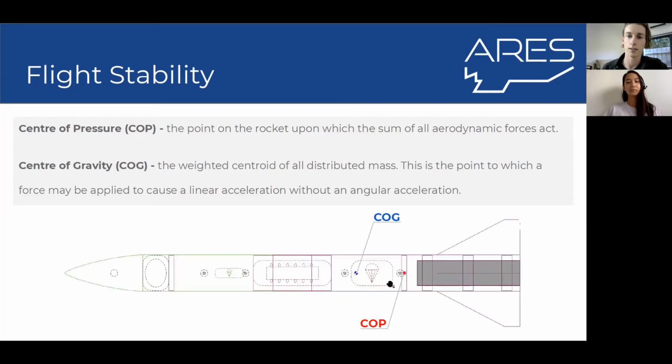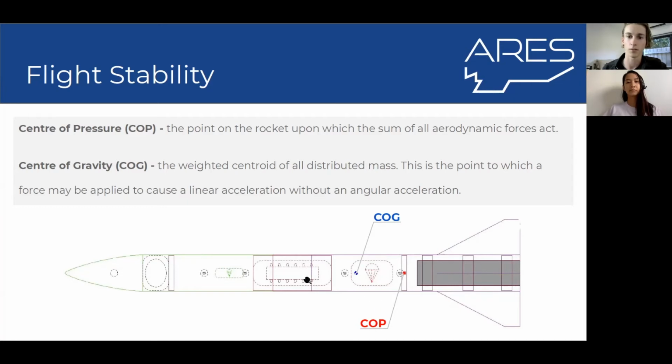We need the center of pressure to be behind the center of gravity. Okay, so if this rocket starts to twist out of line, if it's not going in a straight line, it starts to twist away, the pressure forces from the air will be applied at this red point, the center of pressure. But the rocket will rotate about the center of gravity here. This is the point about which the rocket rotates. So if you think about it, if the pressure forces are applied behind the center of gravity, then that's going to bring the rocket back into alignment.